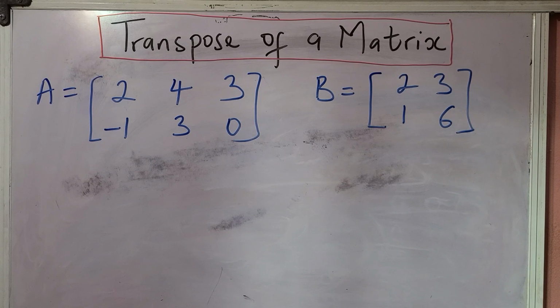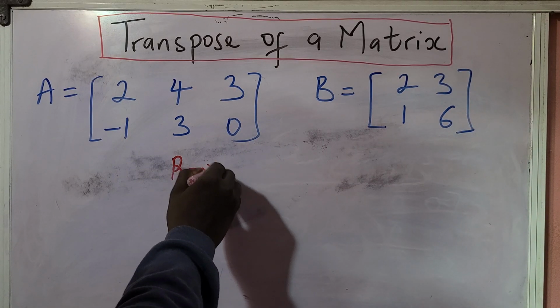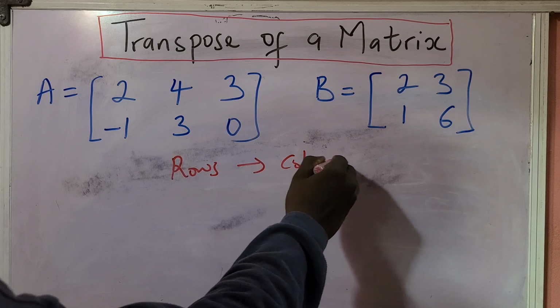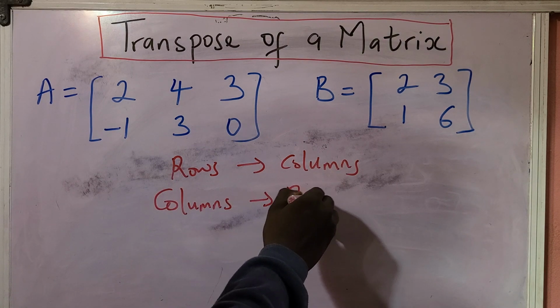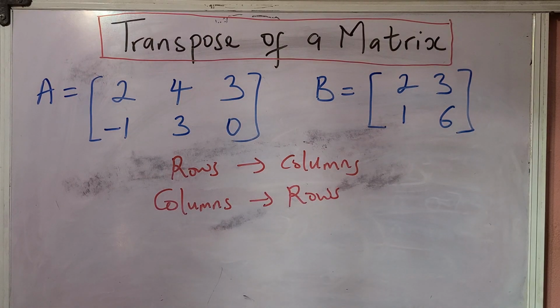All right, let's talk about the transpose of a matrix. This is a vital concept in matrices that you really need to have the right understanding of. So if you look at, we're having two matrices in front of us, and the concept of transposing a matrix is that you would be interchanging the rows. So rows will become columns, and columns will become rows. That's the concept of matrix transposing.